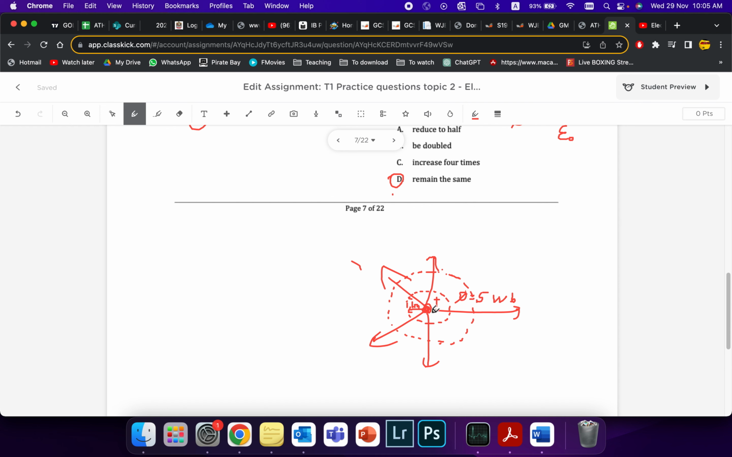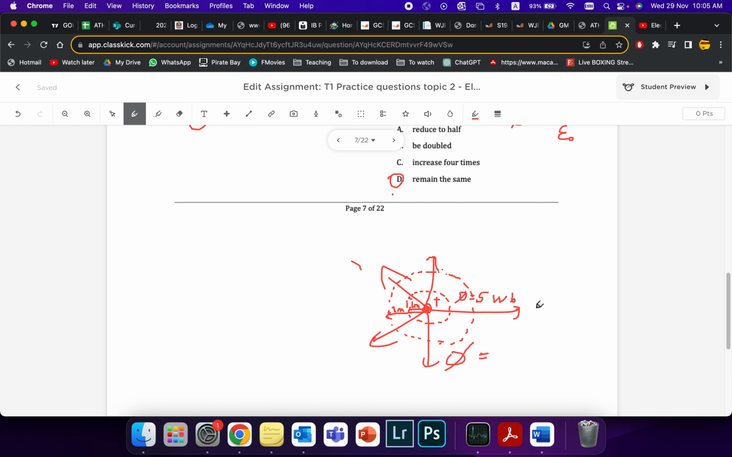Now, let's make that radius double. How many lines are passing? 1, 2, 3, 4, 5. My radius has become 2 meters, and I have the same number of lines passing. So it's a number of lines passing through an area.